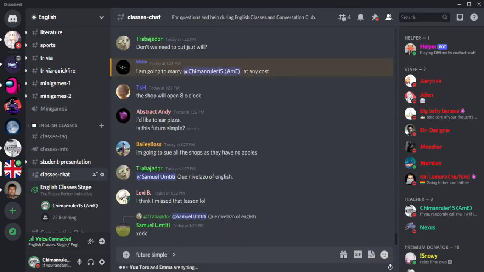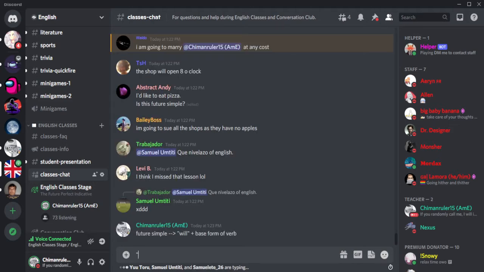Okay, so to form the future simple, you use will plus the base form of the verb. The base form of the verb is just the form that comes after the word to. Like in the infinitive you have to and then the base form of the verb. So to eat in the future simple tense will be just will eat.